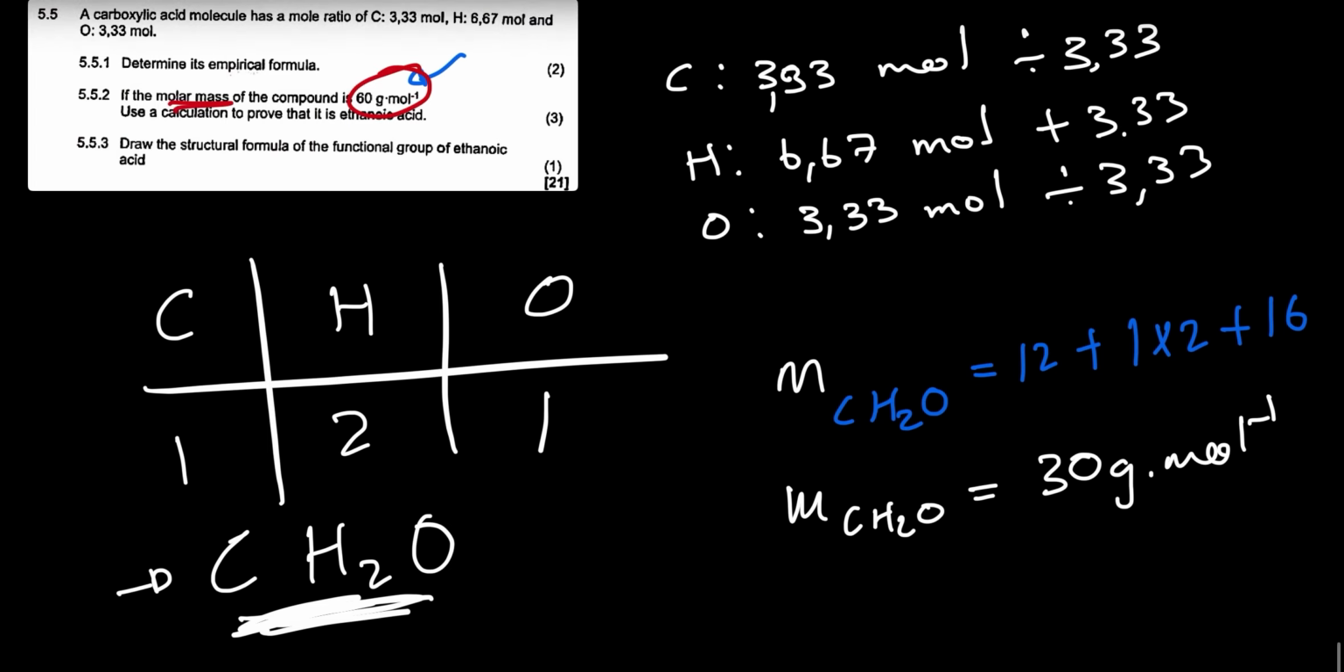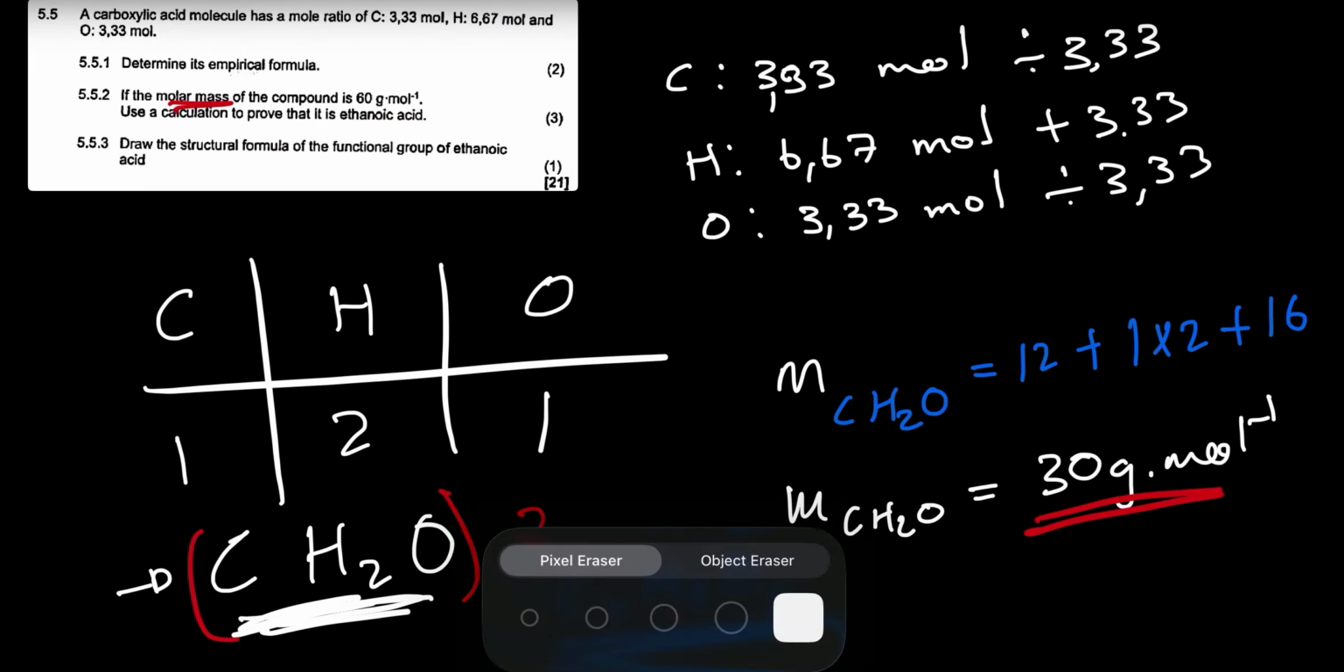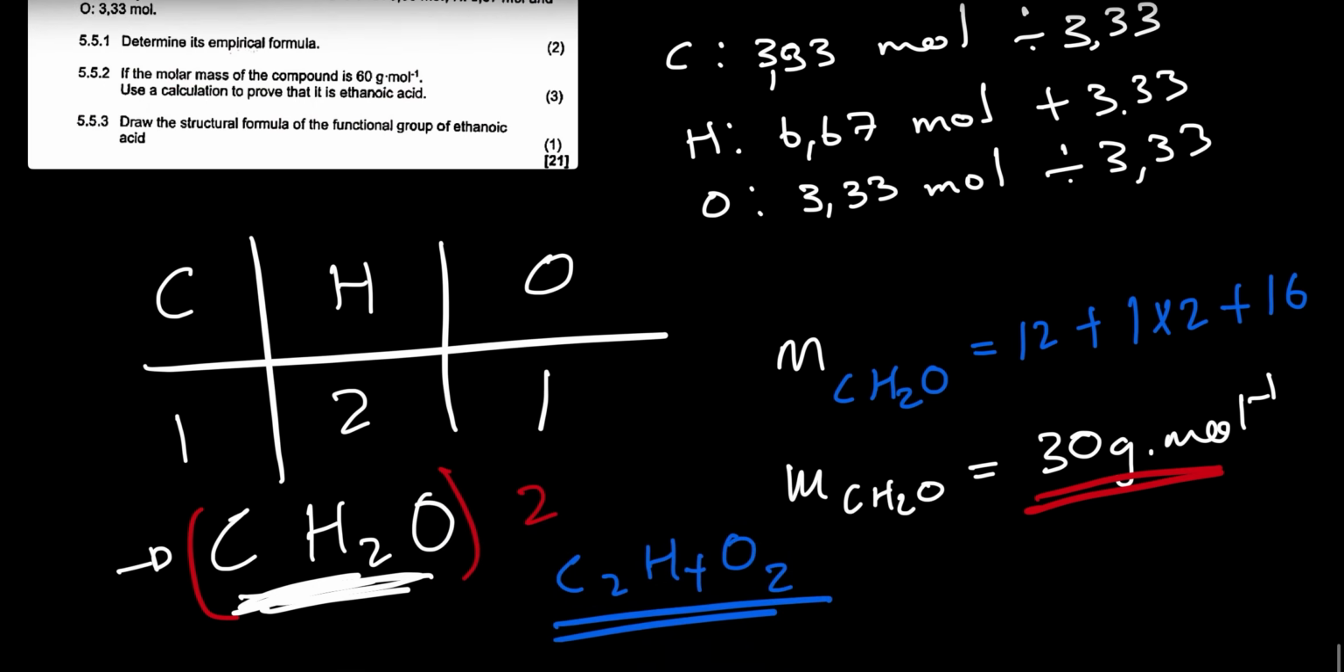So do you see now, this compound should be multiplied by 2 so that it can have what? It can have that 60 grams per mole. So if you multiply that by 2, you're going to have C2H4O2. And then this represents what they said we should actually prove, which is ethanoic acid. Because now this can be represented on a structure as 2 carbons, and then we have 4 hydrogens, but now we have 2 oxygens. So the one oxygen is going to bond there, and the other oxygen is going to bond there.